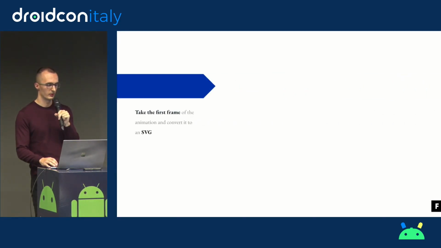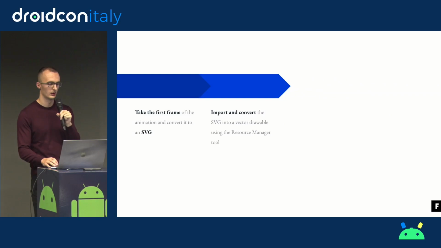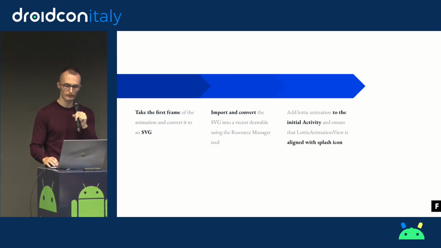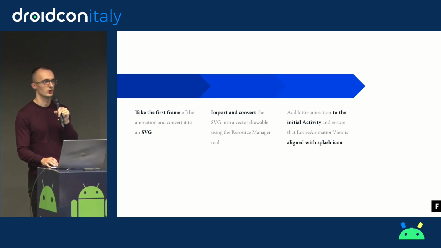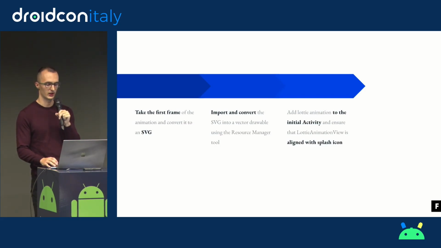So to add a Lottie animation, the first thing that you have to do is take the first frame of the animation and convert it to SVG. Then you import that SVG into Android Studio. Then you add the Lottie animation to the initial activity, and here you need to ensure that the Lottie animation view is aligned with the splash screen icon.